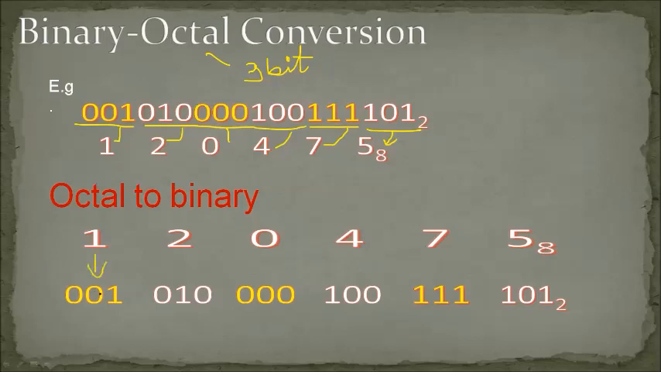Here also we should go in reverse order. So I'll go with this: 5 is 101, 7 is 111, 4 is 100, 0 is 000, 2 is 010. In the same way, 1: only 1 will be there. So we want to make this 3 bits, so we add 2 zeros in front. That's all. You have to take this and write it in this.